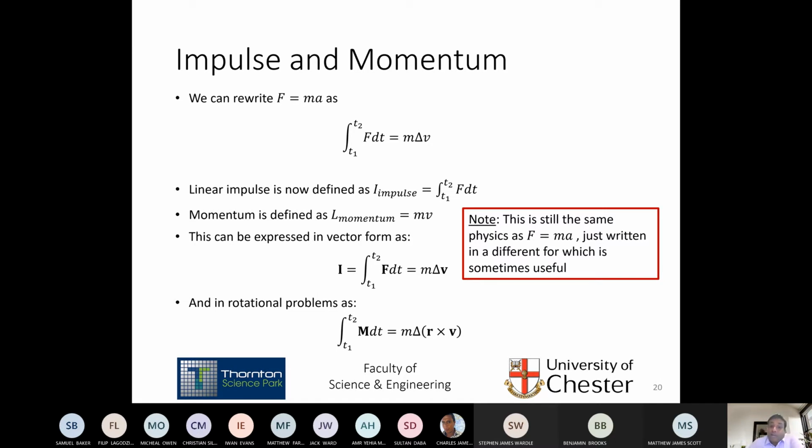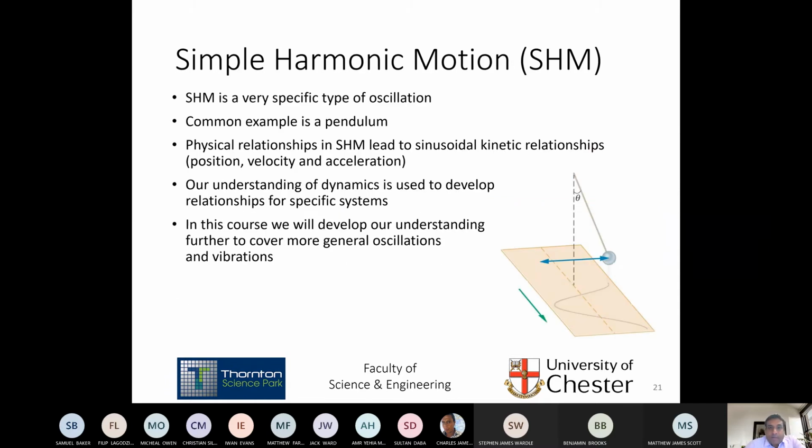Likewise, you can talk about impulse for rotational problems. In rotational problems, you'll interact with the moment for a short interval of time. So that interaction, the sum of the products of the moment with the small time intervals, if you sum them all up, can be written as an integral from T1 to T2 of M dt, and that is equal to mass times the change in the cross product of r times v. So m delta r cross v gives you the integral of M dt from T1 to T2. Okay, so that's a summary of impulse.